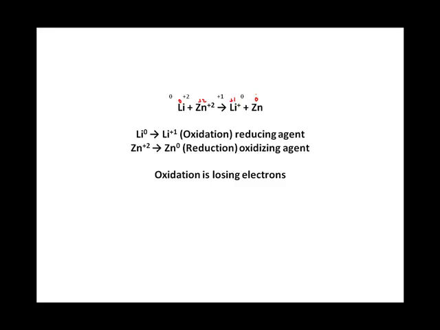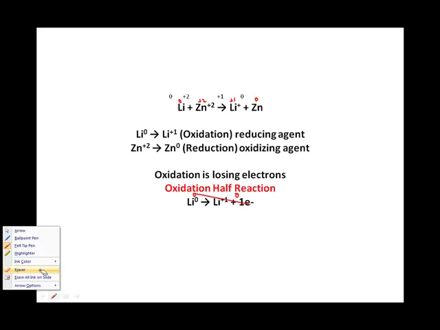Oxidation, remember, is the losing of electrons. So lithium is going from 0 to +1. Remember, both sides of the equation have to equal each other. This is 0. This also has to equal 0. And we add the electrons. Remember, you always add the electrons to the side that has the higher oxidation numbers.